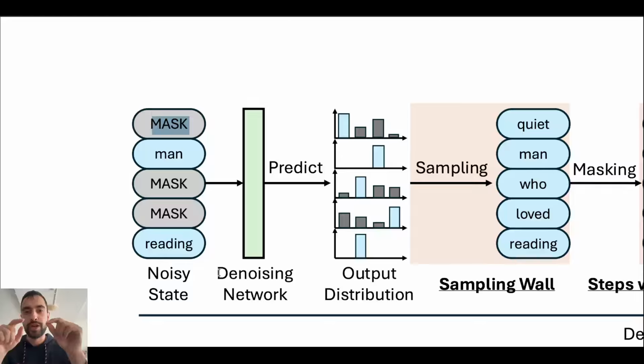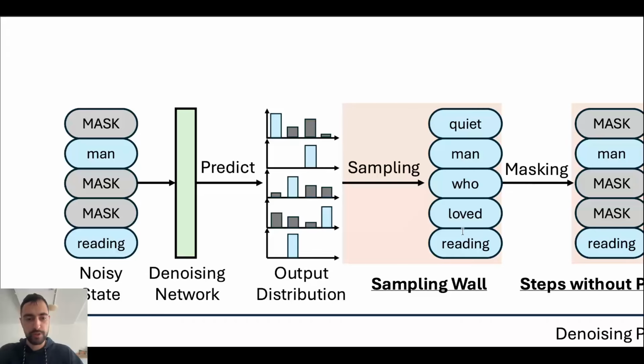So high probability tokens are likely good next tokens, and tokens that don't make sense will not be. So let's say this first mask gets this token, this mask gets this token from the vocabulary, and this mask gets this token. And we can sample from this probability distribution. We don't necessarily need to pick the highest probability token. There are many ways of sampling, like you can choose from the top 5, or you can choose according to their probability. But anyways, let's pick some of these tokens. So the sentence could be: quiet man who loved reading.